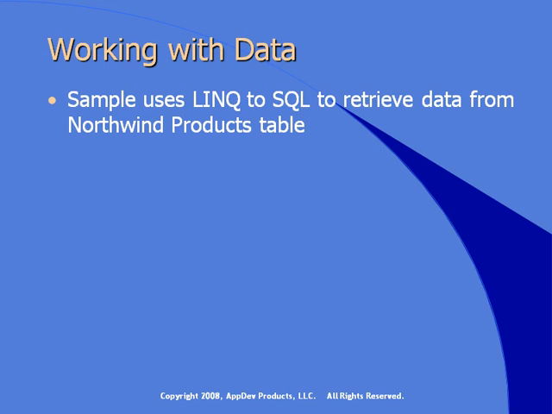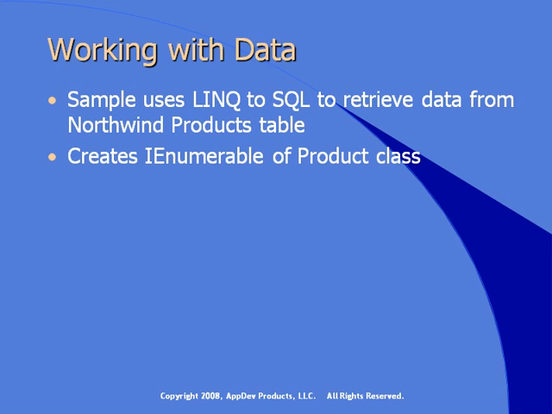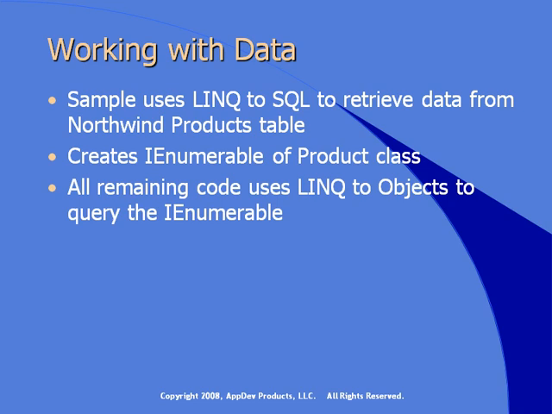And once we have the LINQ to SQL work done to load the data up into a collection of objects, the rest of it is just LINQ to objects. We're going to create an IEnumerable of product class. And all the remaining code we'll look at uses LINQ to objects to query that IEnumerable collection. Let's look at the code that sets this up so we won't have to explain it again as we work through all of our samples in this section.